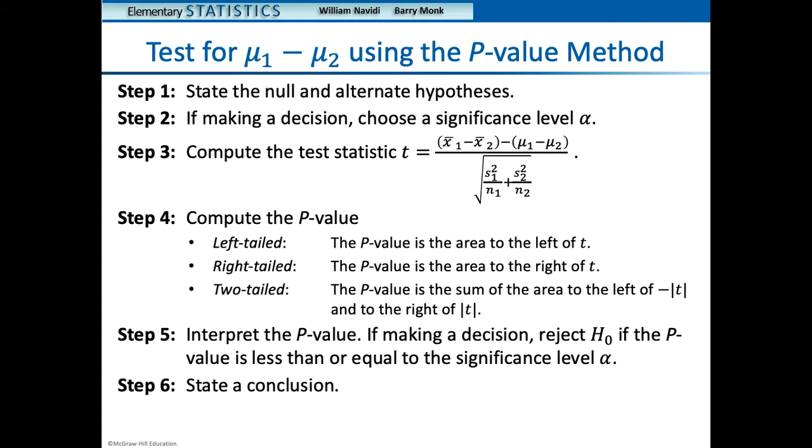Step 5, interpret the p-value, right? If making a decision, reject the null hypothesis if the p-value is less than or equal to the significance level alpha. If the p-value is greater than alpha, then do not reject the null hypothesis, and then state a conclusion.